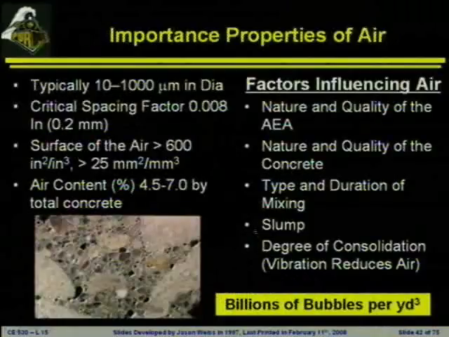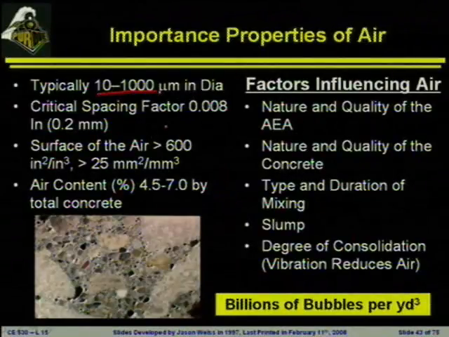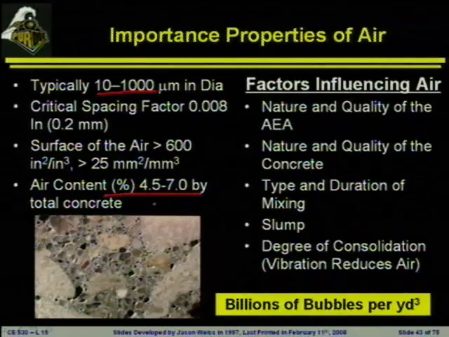Talk a little bit about some of the characteristics. They will form relatively small bubbles in diameter, somewhere between 10 and 1,000 microns in diameter. They will have quite a bit of their own surface area. They'll make up about 4.5 to 7% of the total concrete. Again, we want them to be on the order of about 18% of the paste. This means that we will have billions of bubbles per cubic yard. All right? You do not want to sit there and get into a contest where you're going to count all the bubbles of air in a cubic yard of concrete.